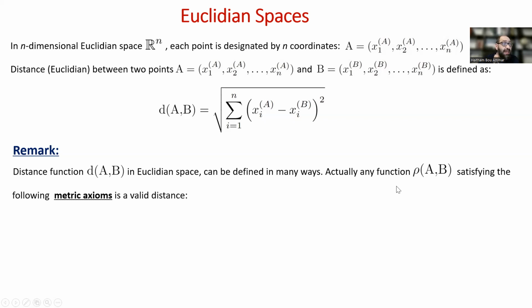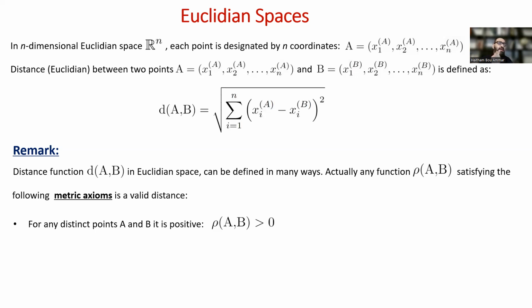In fact, any function rho between the coordinates of A and the coordinates of B that satisfies the following metric axioms is a valid distance. So for any distinct points A and B, this function has to be positive. There is no negative distance, right? The distance between A and B is always positive. So if you can define a function rho that is positive if A and B are distinct, so they're not the same point, then that's one property we need to have a valid metric.